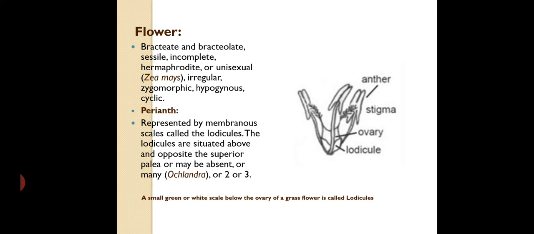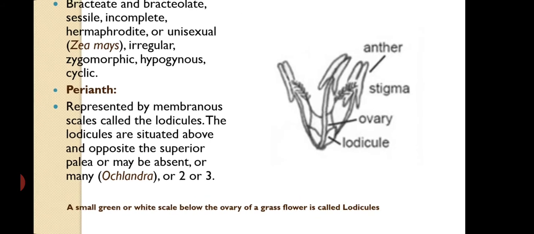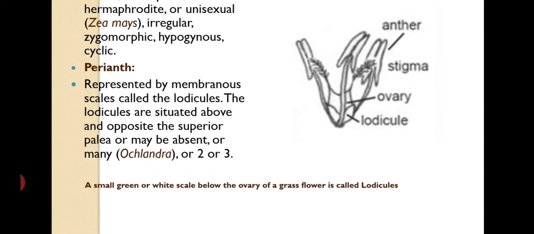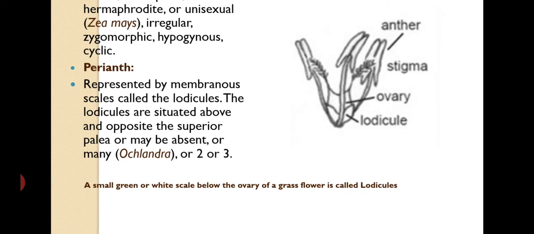So what is this lodicule? These are representing the perianth. Clear? And here we can see the definition. If it is asked for 1 mark, we can write like this: a small green or white scale below the ovary of a grass flower is called a lodicule, and you can add this also, this is representing the perianth. Okay, clear?